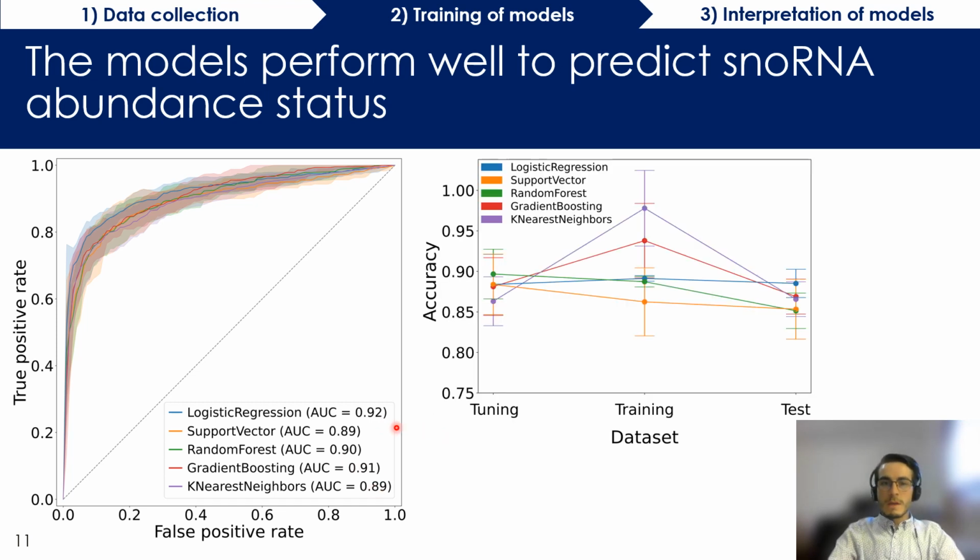And then I show you here the accuracy of these models, again, this time on the tuning, training, and test sets. As you can see, two types of models seem to overfit, as their training accuracy is much higher than their test set accuracy. So the gradient boosting and k-nearest neighbor models were excluded for the rest of these analyses, and I kept only the logistic regression, support vector, and random forest for further analyses.